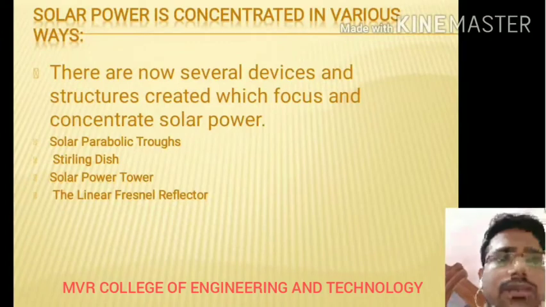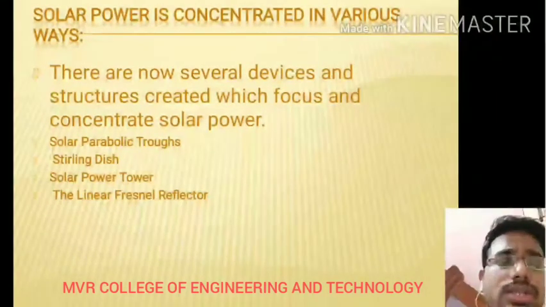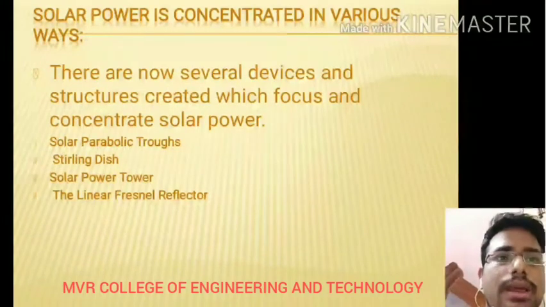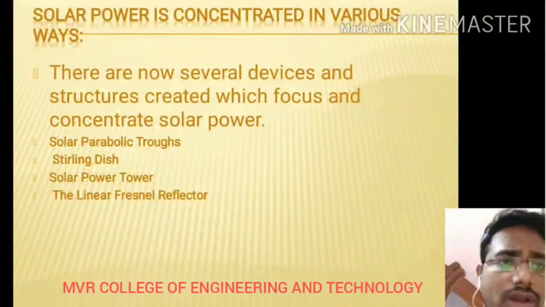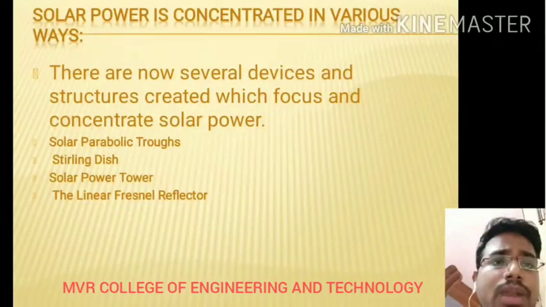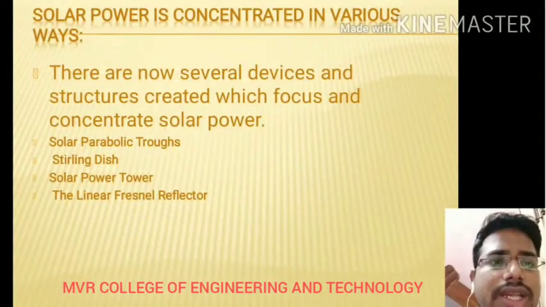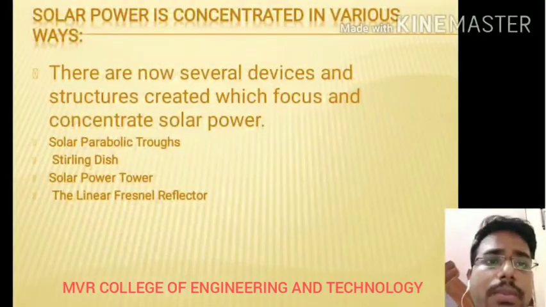So what are those various ways? There are different ways to concentrate the solar power. There are now several devices and structures created which focus and concentrate solar power. As I told you in the previous session also, there are solar parabolic troughs, Stirling dish, solar power tower, and the linear Fresnel reflector. So let us see about solar parabolic troughs.